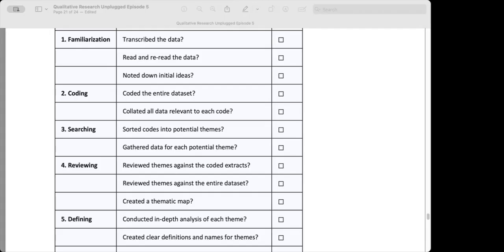Jonathan Barnor. We've really unpacked what a theme truly is, emphasizing it's far more than a mere topic, but a patterned analytical insight that gets to the so what of your data. Yes, that analytical component is key.